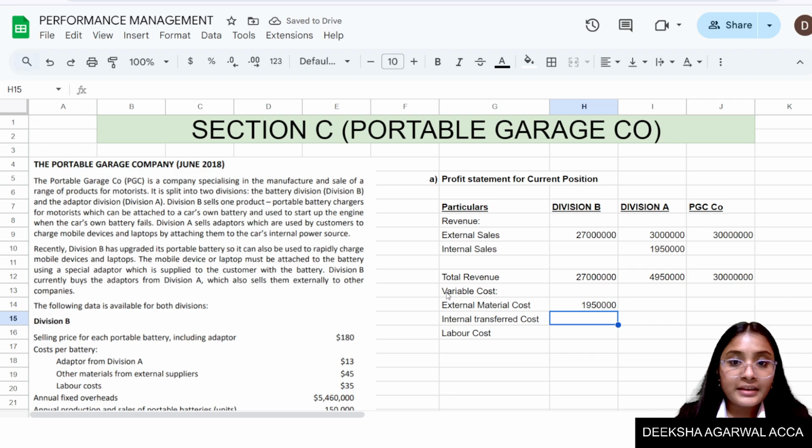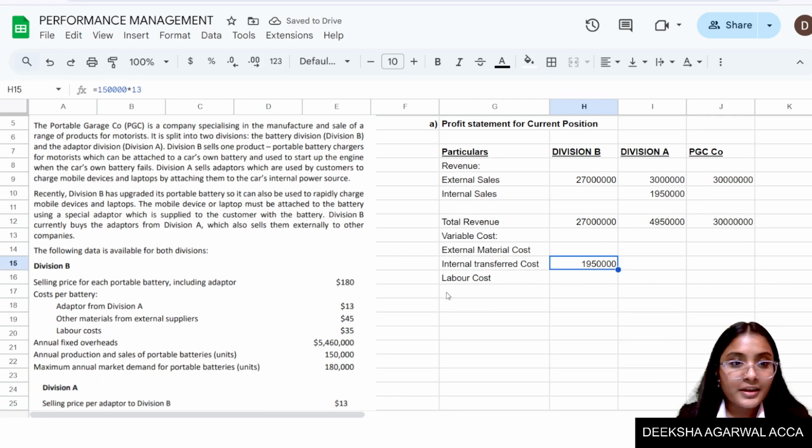And internal transferred cost, you need to look after it. What will be your internal transferred cost? This is my internal transferred cost only. My external material cost will be how much? $45 into 1,50,000. Correct. Now, what is your labor cost? It is given as $35 per unit. So how many units are you manufacturing? Obviously 1,50,000.